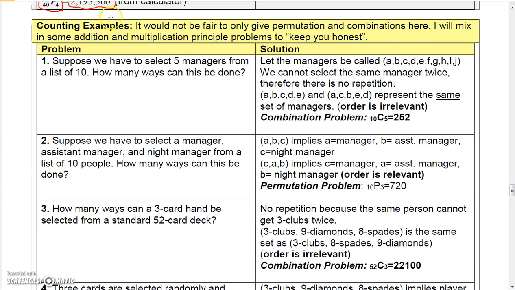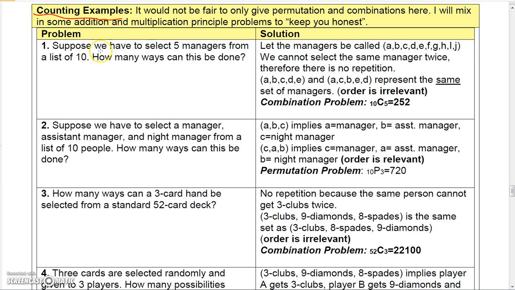Okay, so now let's look at some examples that mix the different counting types, so that you keep yourself honest and can't cheat. Number one, suppose we have to select 5 managers from a list of 10. How many ways can this be done?